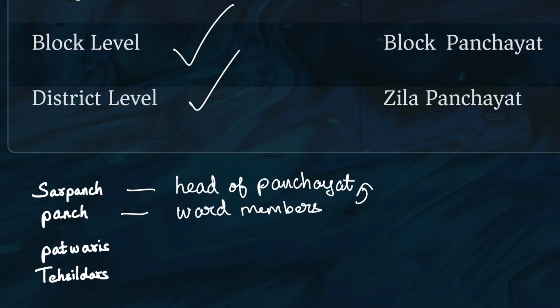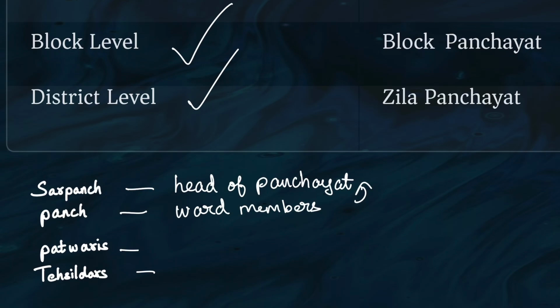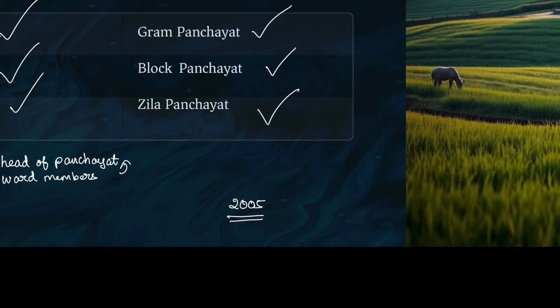In rural areas, officials like patwaris and tahsildars handle land records and revenue collection respectively. The patwaris handle the land records and the tahsildars handle the revenue collection. There is also the Hindu Succession Amendment Act 2005, which ensured equal inheritance rights for women.